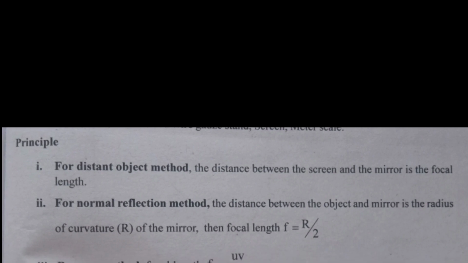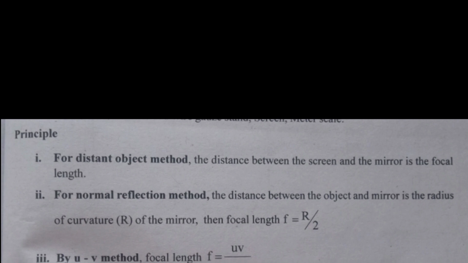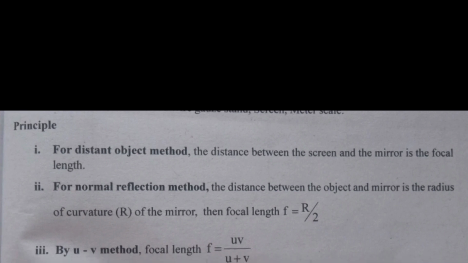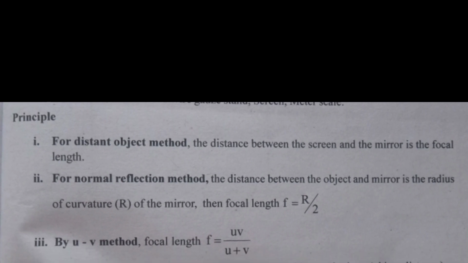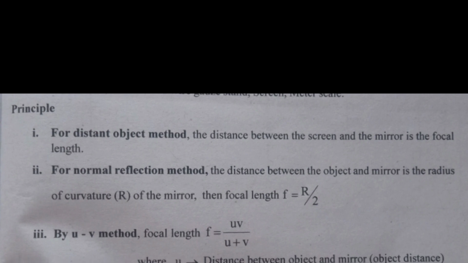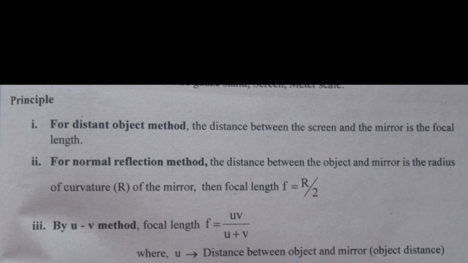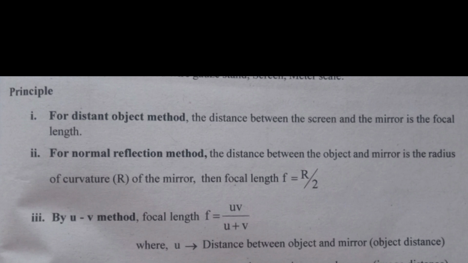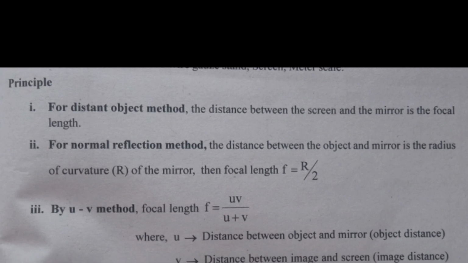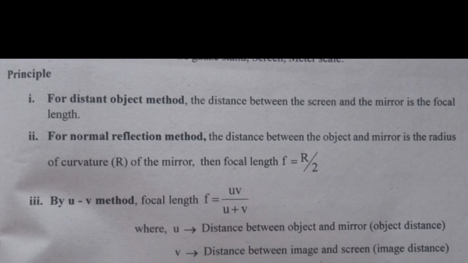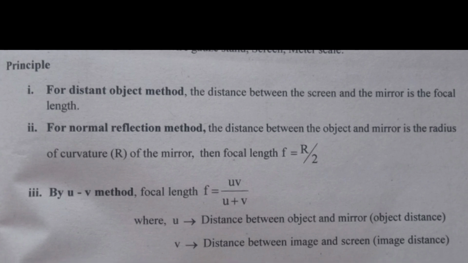And for the UV method, we have to use f = uv/(u+v) for calculating the focal length. Here u is the object distance, that is the distance between the object and the mirror, and v is the image distance, that is the distance between the image and the mirror.